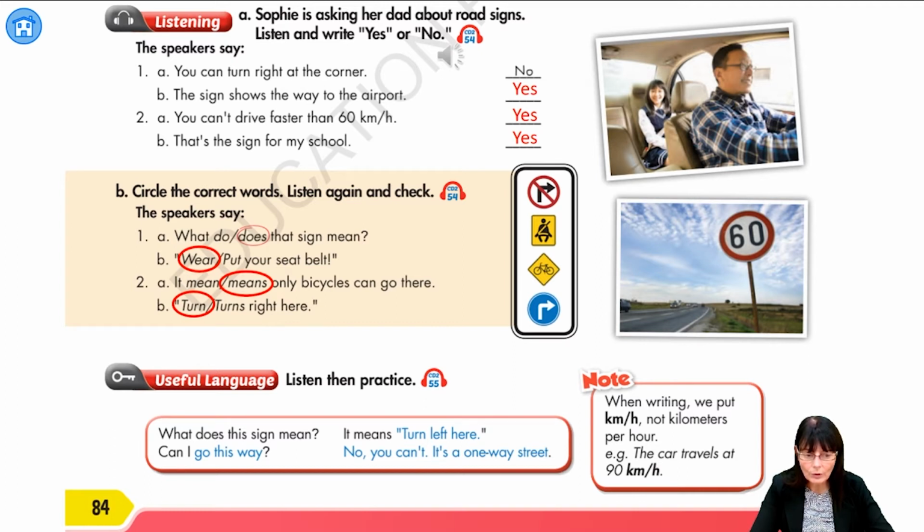So when you're writing, we just put the km, which is short for kilometres. We use the forward slash and plus the h. Okay, so it just means kilometres per hour. It's a lot shorter to write that than writing kilometres per hour, which becomes too long. For example, the car travels at 90 km/h. So just use the km, the forward slash, and the h. And with the useful language, don't forget to practice with each other. And we'll just move to the next slide now.